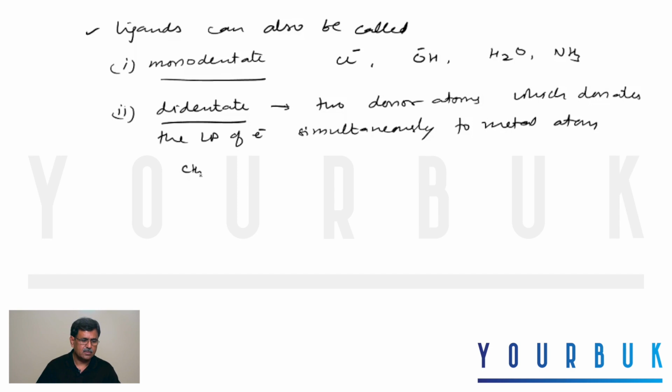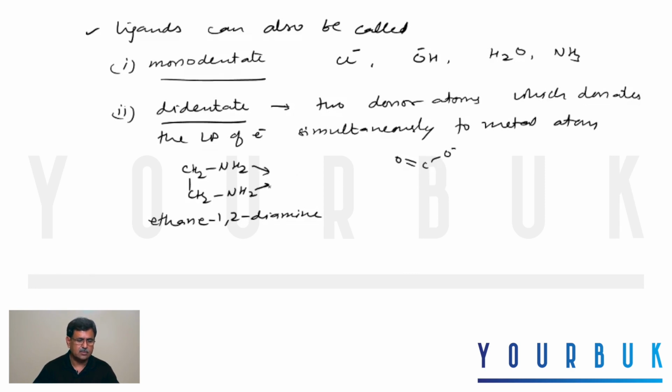Examples are CH2NH2 and CH2NH2, which is called ethane-1,2-diamine. Another example is oxalato. They have two donor atoms. Ethane-1,2-diamine has two donor atoms, and oxalato also has two donor atoms available, which can donate the lone pair simultaneously to the metal atom. This is called oxalato.